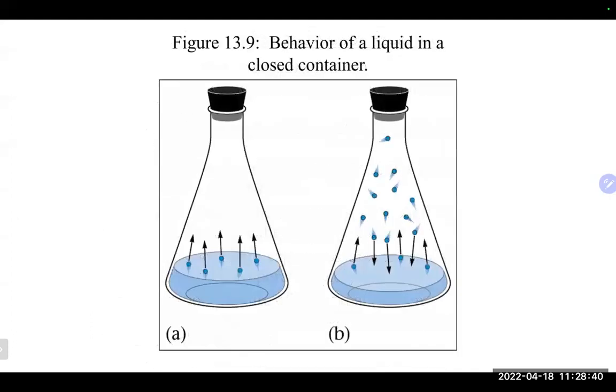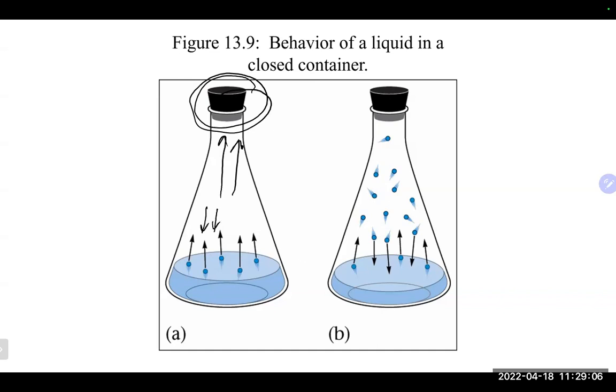If you look at a container that has a liquid in it that's closed, when you close this container, you eventually start to have a very quick rate of evaporation occurring. But because this container is closed, those molecules have nowhere to go. So they are going to start coming back down into the solution as they slow down, and at some point, the system will come to equilibrium.